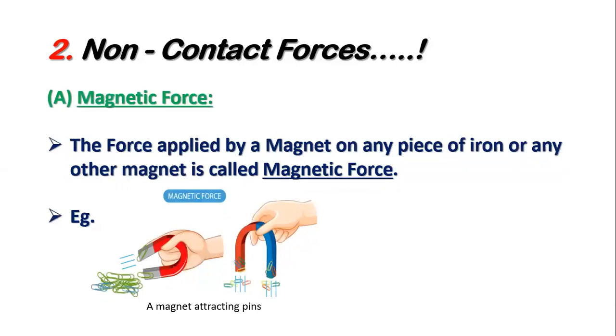The first is magnetic force. The force applied by a magnet, as the name suggests, on any piece of iron or any other magnet is called magnetic force. Its basic example is a magnet acting on any other magnet or any piece of iron.